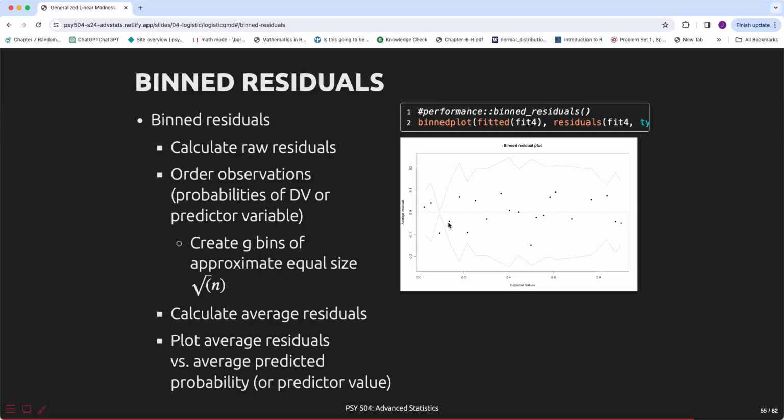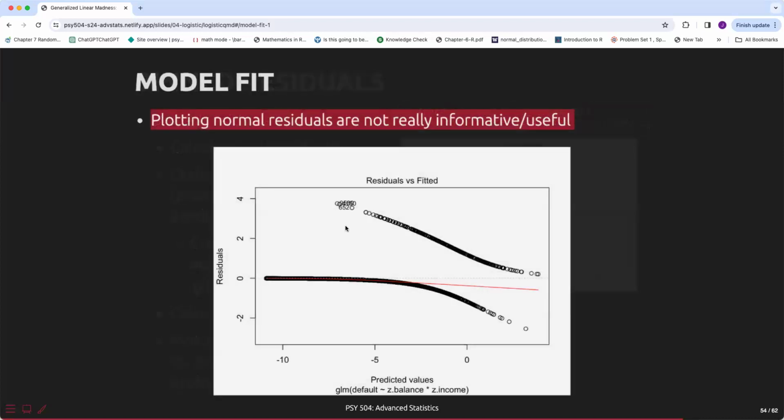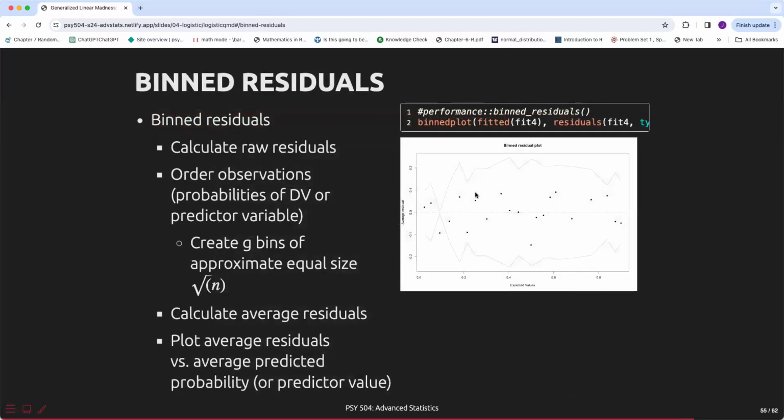And what we want is for these residuals, these points, to fall within these boundaries here. These are like standard error boundaries, right? We want all of our points to be kind of distributed uniformly along this line and not outside these boundaries, because that would be indicative of a poor model fit. So this is one way to get around this whole non-normal residuals thing.